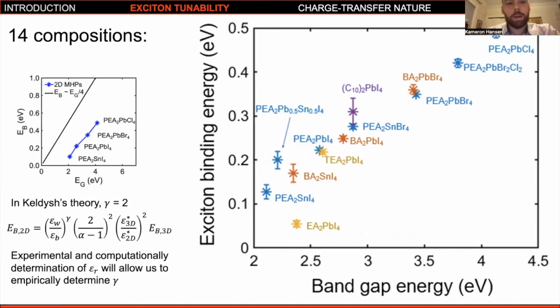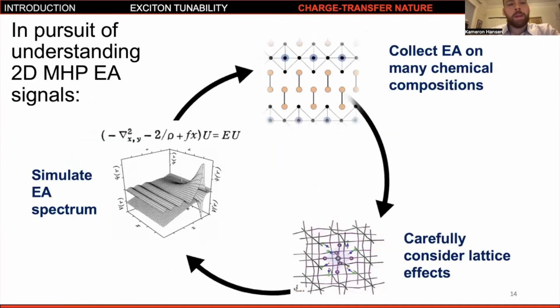It's interesting, and we're planning on using all of these precise measurements as input parameters in collaboration with some computationalists to advance our understanding of the dielectric confinement and predict exciton binding energy variance for n equals 2, n equals 3, and so on, and even three-dimensional perovskites like methylammonium lead iodide.